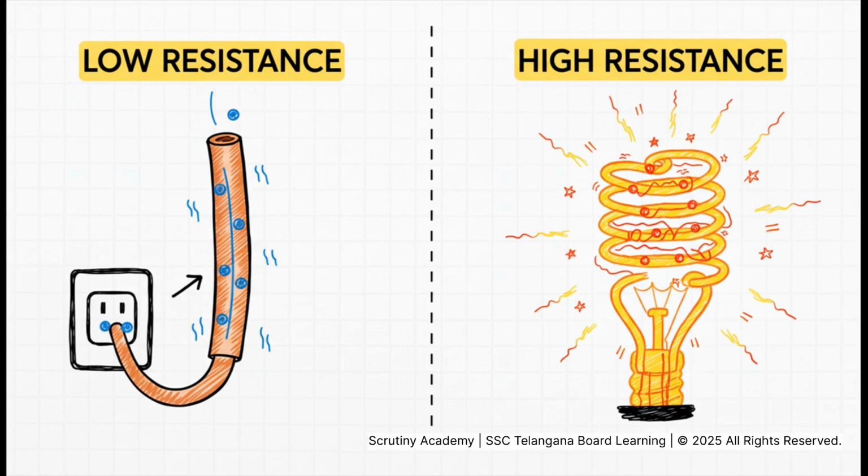For the wires in our walls, we want the path to be as easy as possible, so we use a low-resistance material like copper. But for the filament in an old incandescent light bulb, we want the exact opposite. We use something like tungsten, which has a super high resistance. That resistance makes it fight the current, heat up, and glow brightly, turning electrical energy into light.